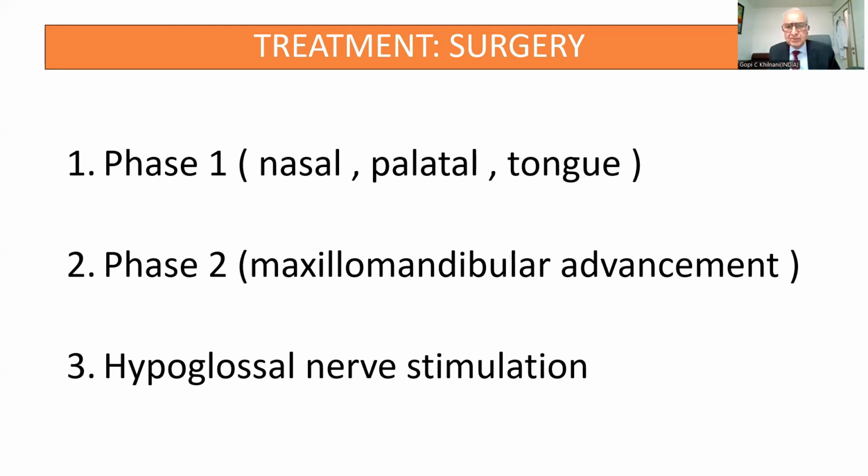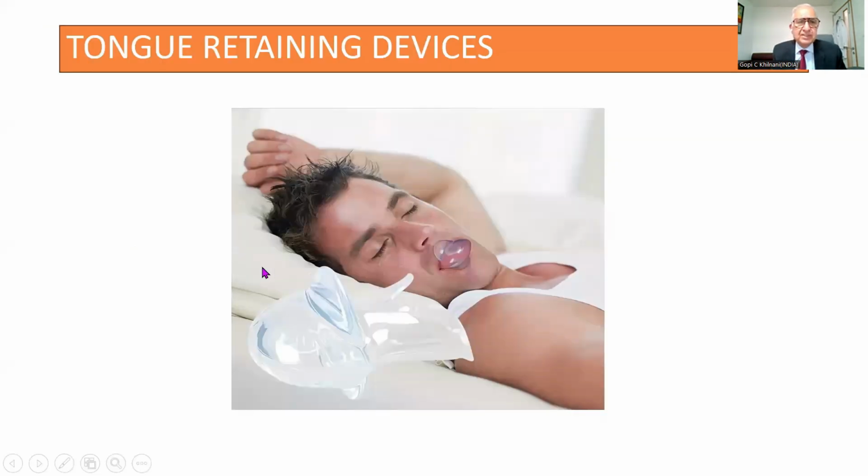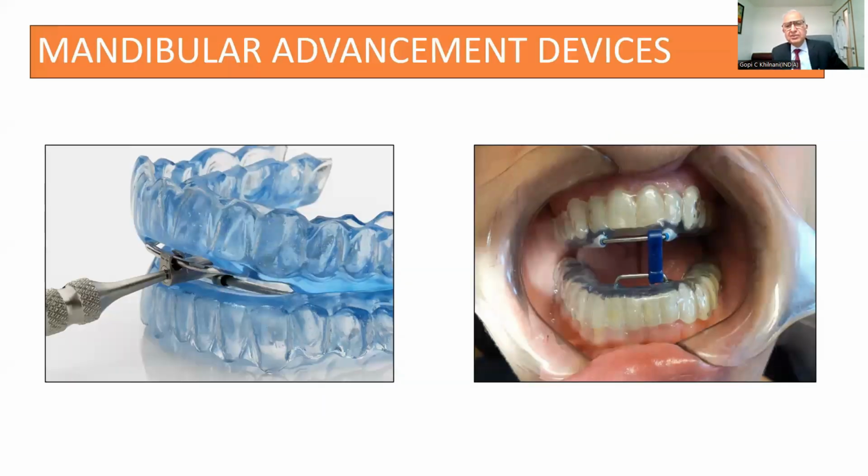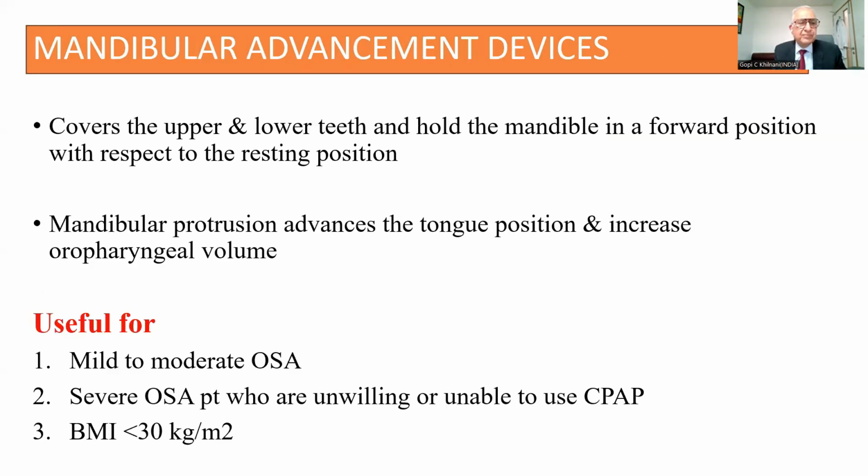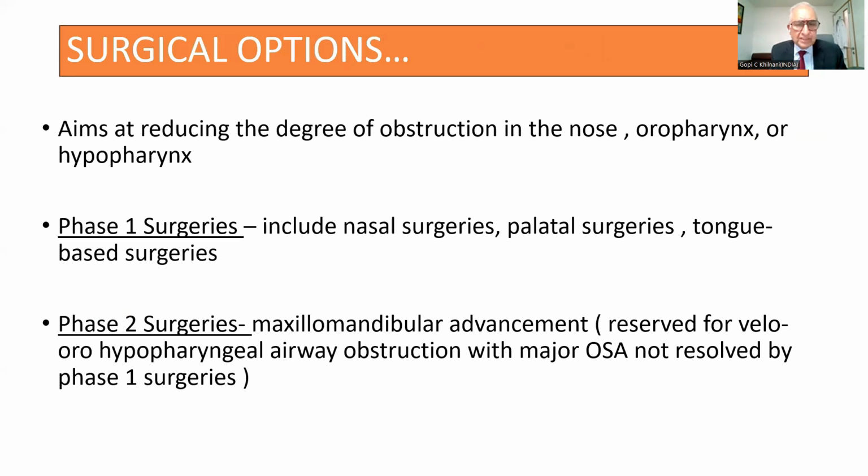Of course, surgery, as you will be listening to a full lecture, so I'll not be talking about. There are nasal, palatal, and tongue surgery and maxillary. These things will be discussed in detail, so I'm not touching it. And these are the mandibular advancement devices, of which I am not an expert. But it should be understood that dental appliances are useful only in mild to moderate OSA. They are never useful for severe OSA.